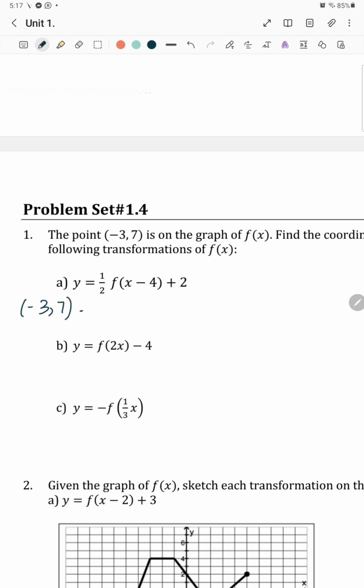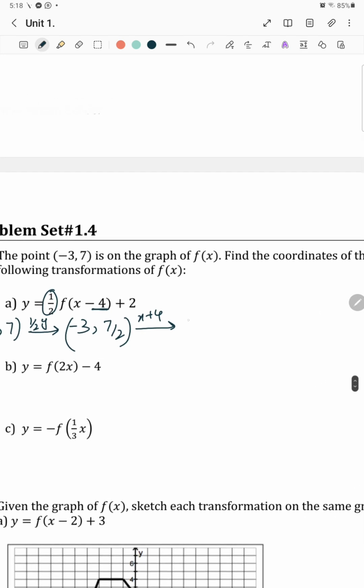So first of all, it's going to be 1 by 2 into y, because these values affect y. So it will become minus 3, 7 by 2. Then it's minus 4, so it would be x plus 4. So minus 3 plus 4 would be 1, 7 by 2. And then it's going to be plus 2 in the y-axis, 2 plus y. So it's going to be 1 and 5.5.